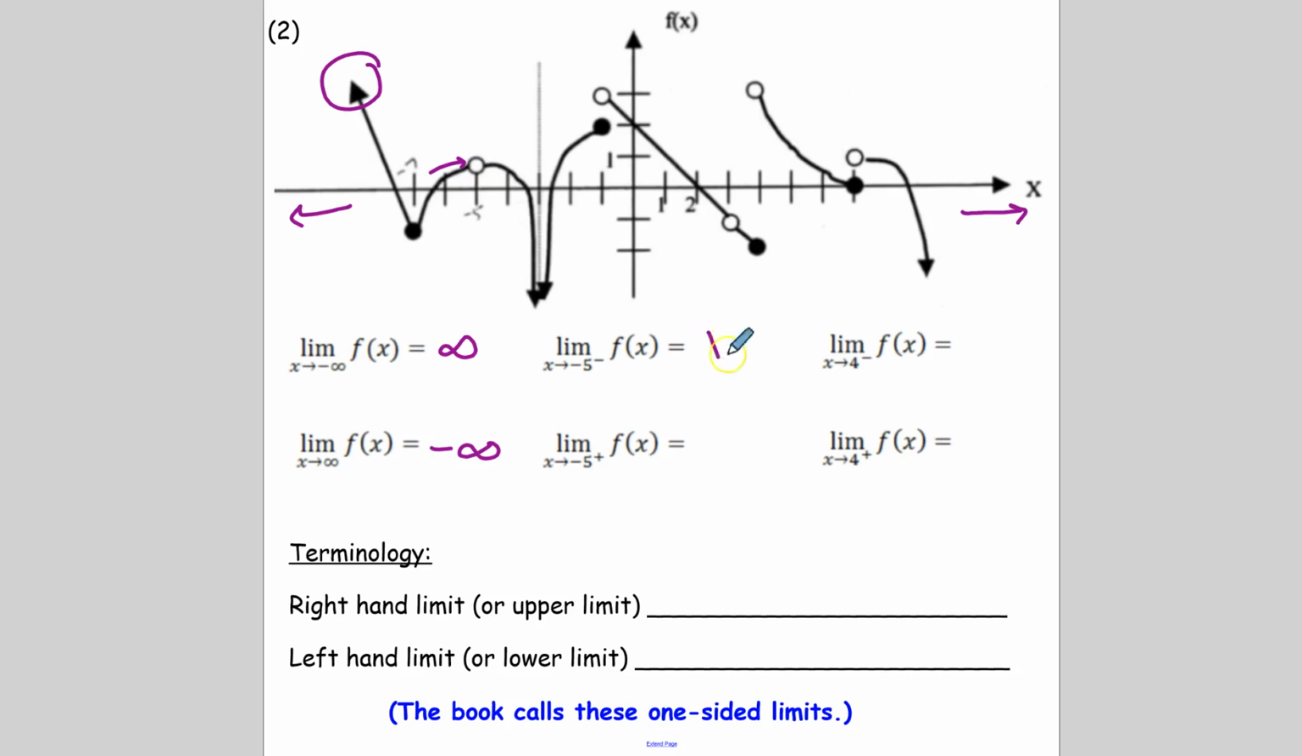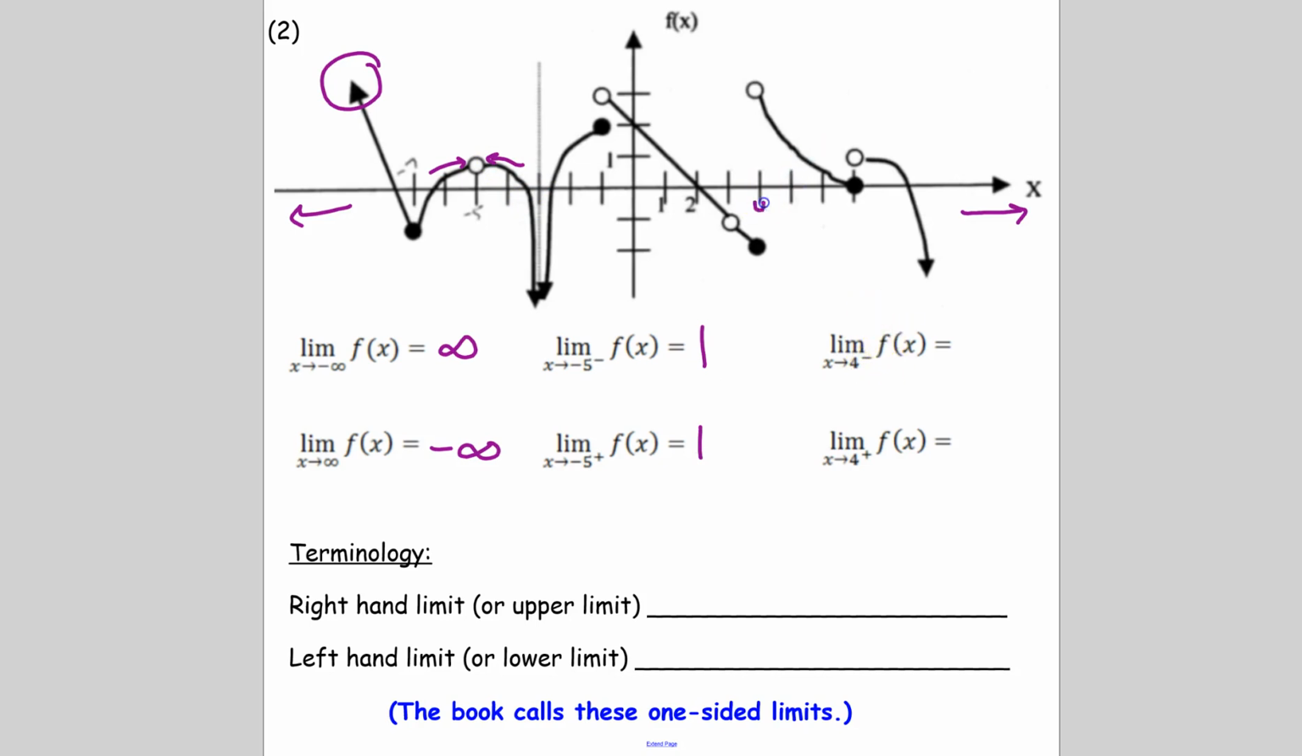So, I don't know why that turned out slanted. We're getting close to 1. What about -5 from the right? So we're going toward -5, but coming at it from the other direction, we're still getting close to a height of 1. What about +4 from the left?